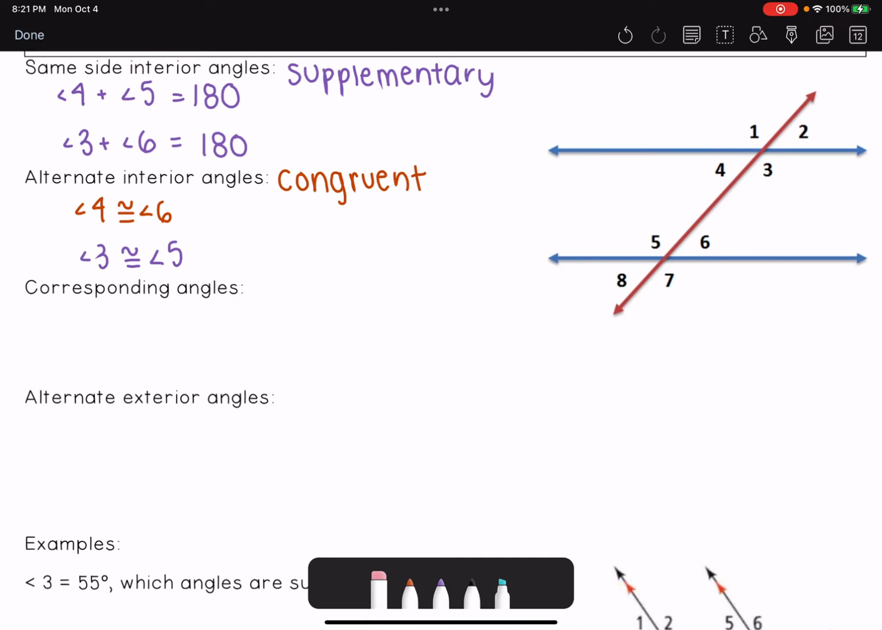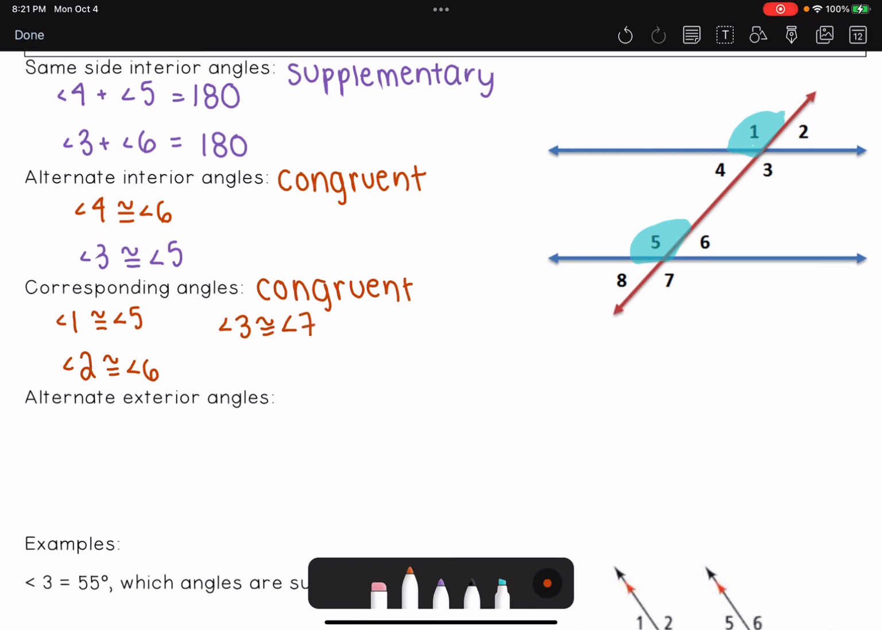Then corresponding angles, remember these are ones that are in the same spot. So corresponding angles, as you might have guessed, are also congruent. So they're kind of the same angle. Well, they're the same angle measure. So angle 1 is congruent to angle 5, and then we'll kind of go around. Angle 2 is congruent to angle 6. Angle 3 is congruent to angle 7. And angle 4 is congruent to angle 8.